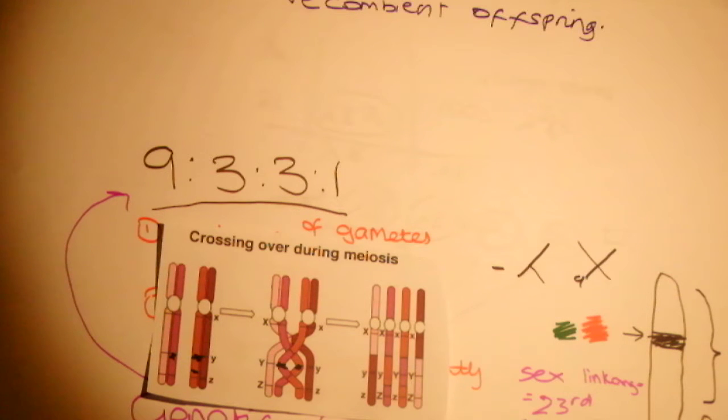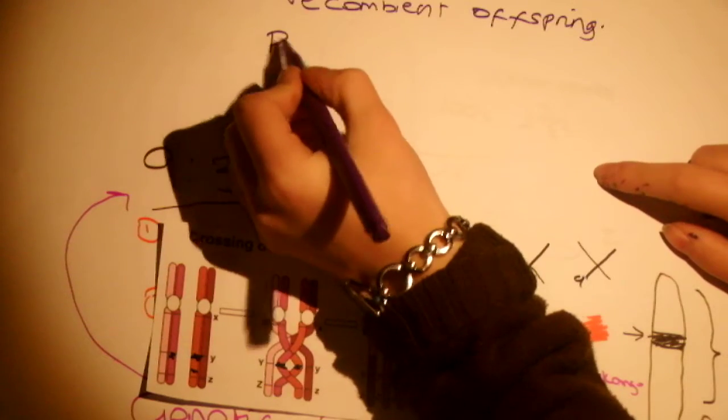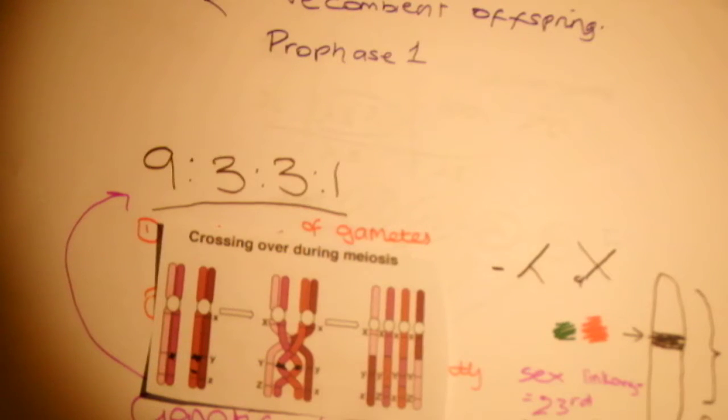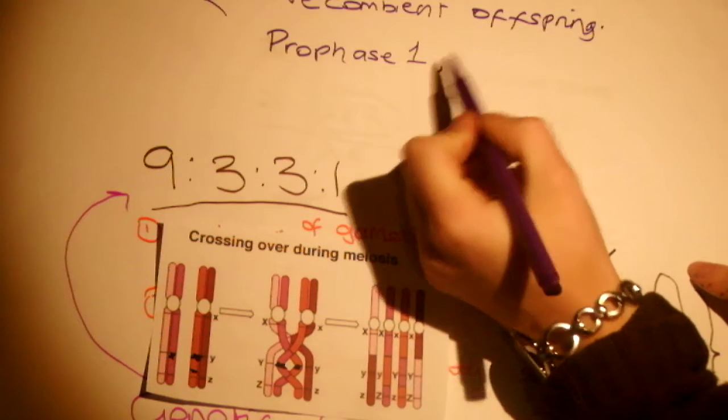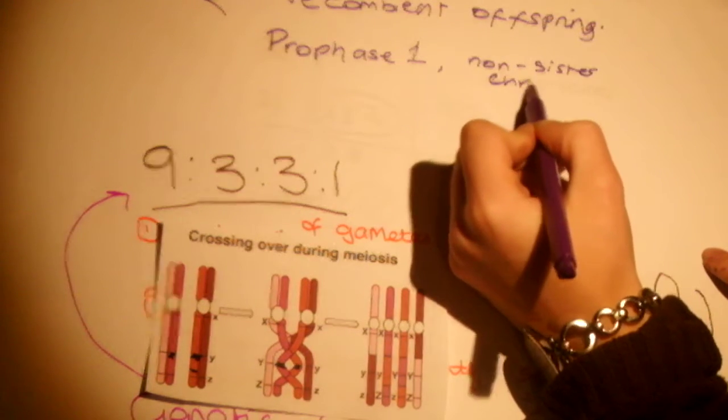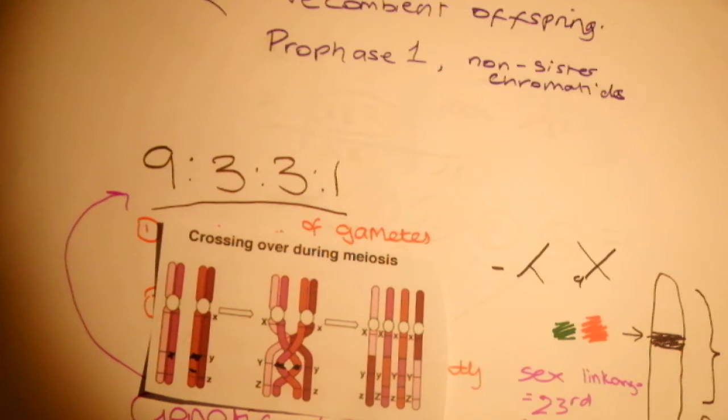at the crossing over stage, this is in prophase 1 of meiosis. Remember, this is just sex linkage, this isn't autosomal linkage. During crossing over in prophase 1, non-sister chromatids of the homologous pairs break and reform. So non-sister chromatids on the homologous pair may break and then reform again.